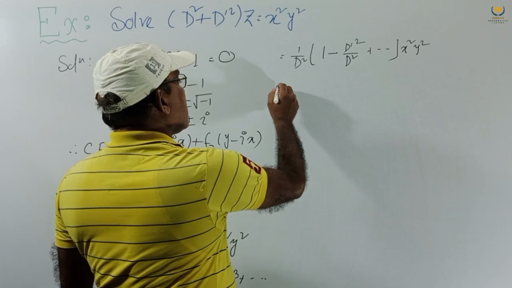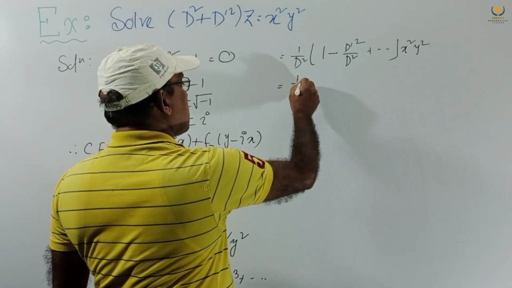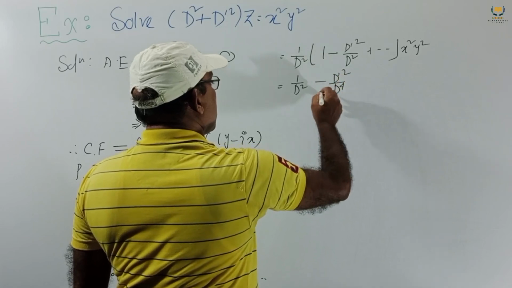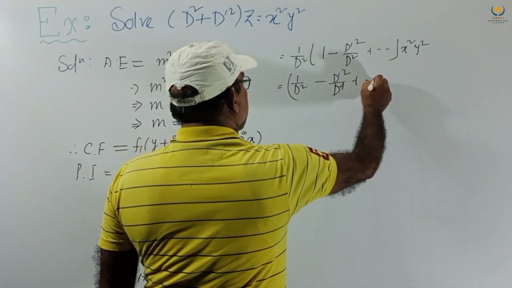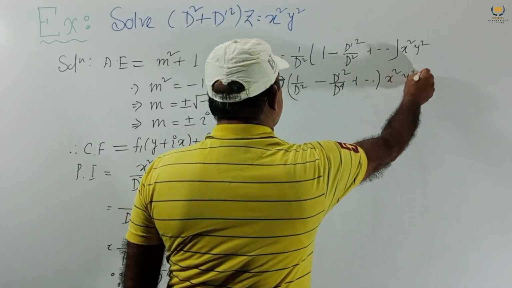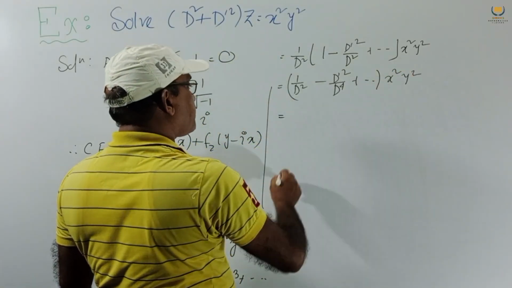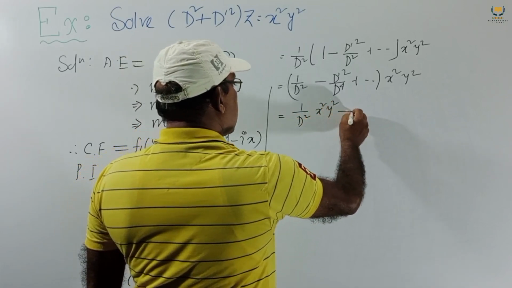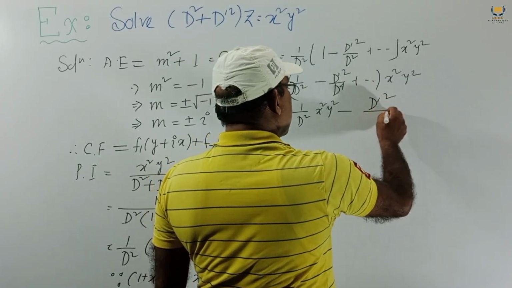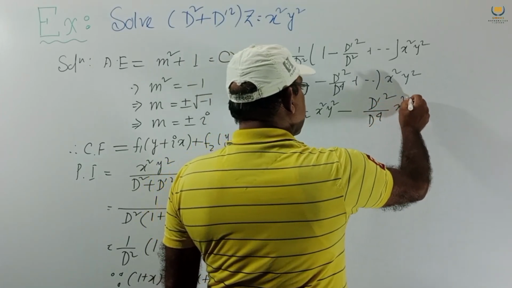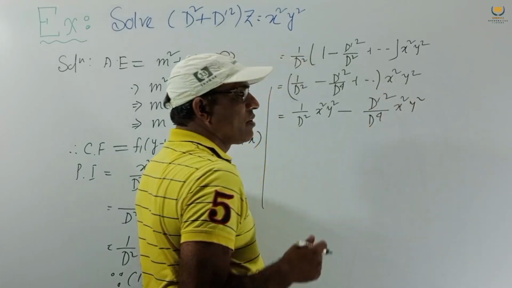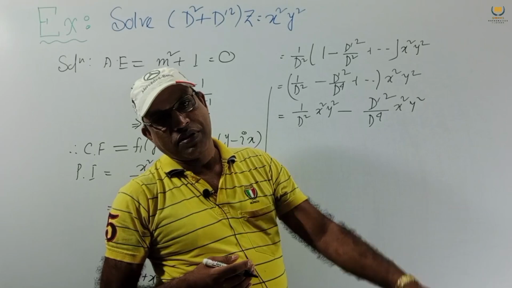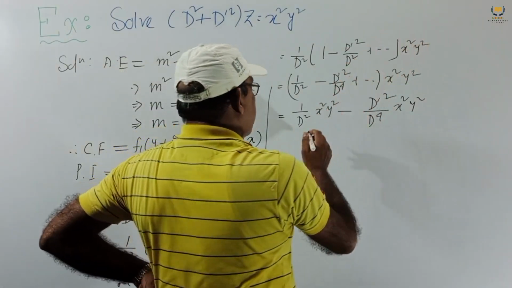So we write this: x squared y squared, and multiplying by 1 by D squared, minus D dash squared by D to the power 4, times x squared y squared. So this is 1 by D squared of x squared y squared minus D dash squared by D to the power 4 of x squared y squared. Other terms no need to write, because the highest power is x squared; we differentiate 2 times to get a constant, and the next time it will be 0.